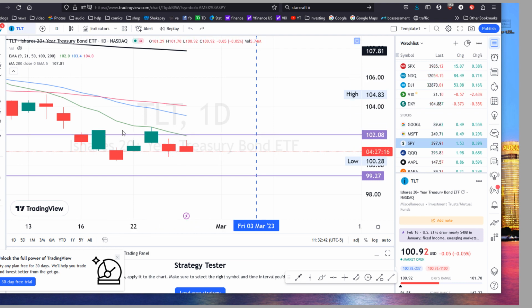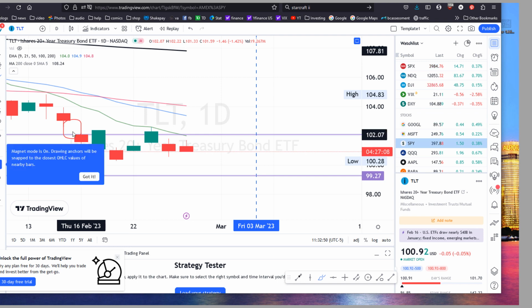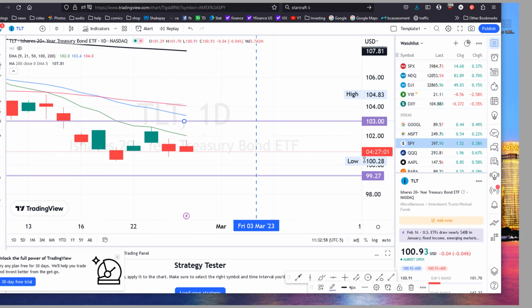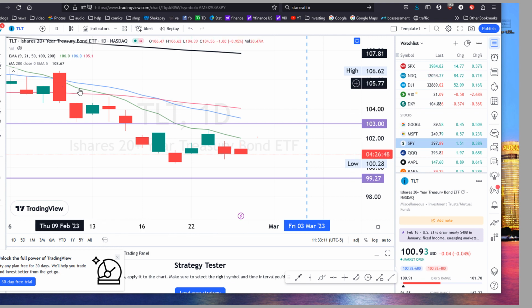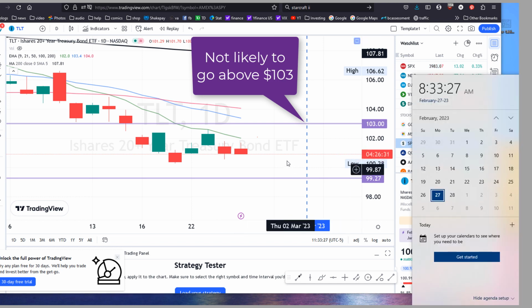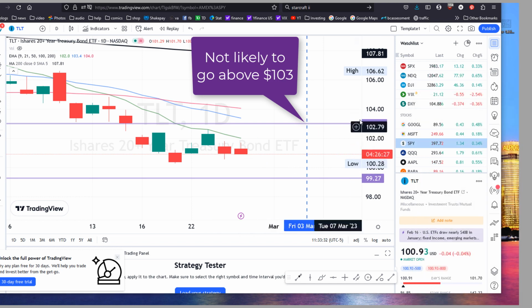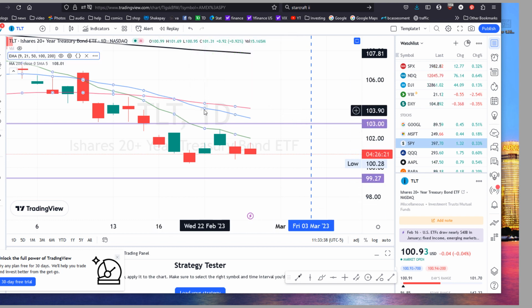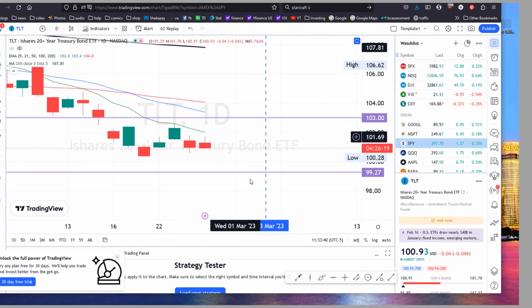So I think it's going to be hard for TLT to go above 102, although there is a gap right here in mid-February. So if it does fill that gap, you would expect the ETF to end around 103. But because there have been so many days where the green line is resistance, it's just not very likely over the next 4 days until March the 3rd for TLT to go above 103. So overall, I'm bearish on this since the green line and the blue EMA are both pointing downwards.